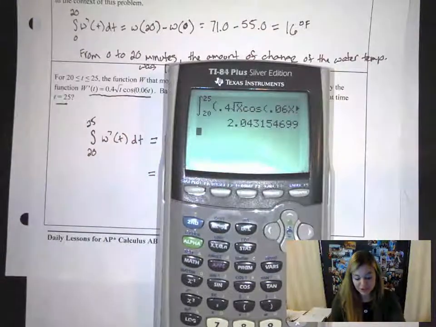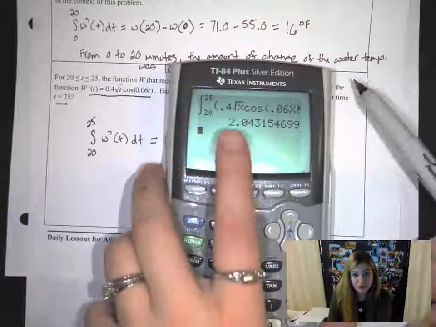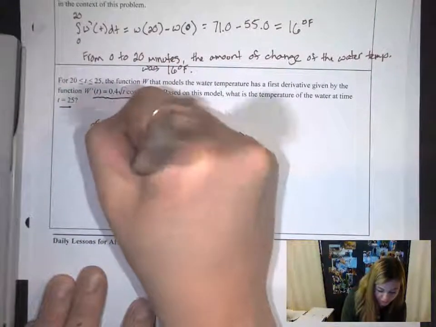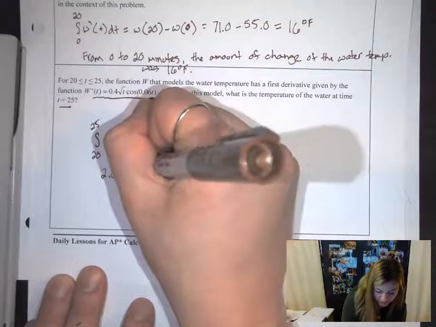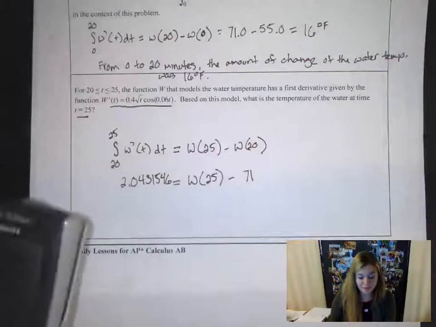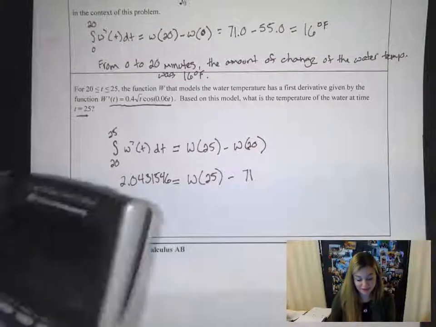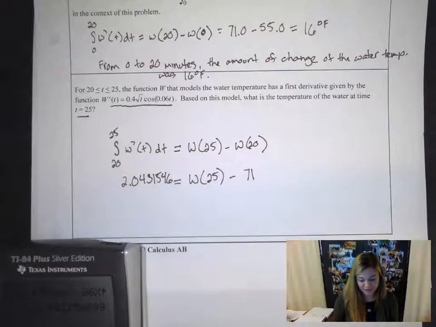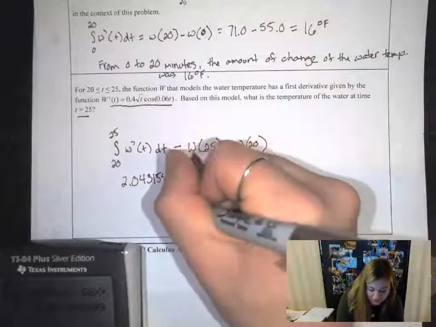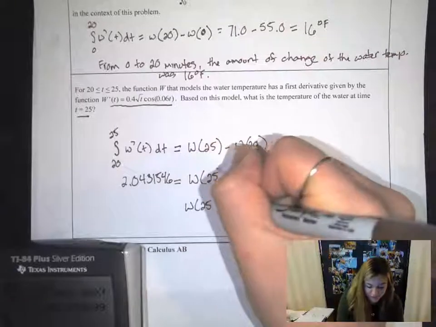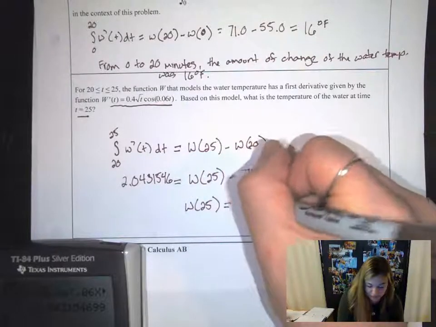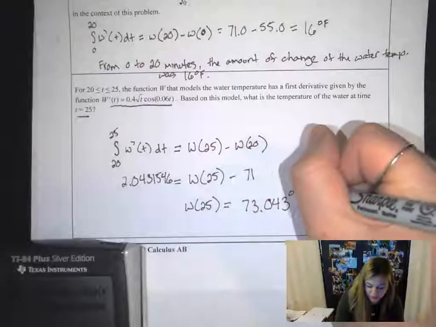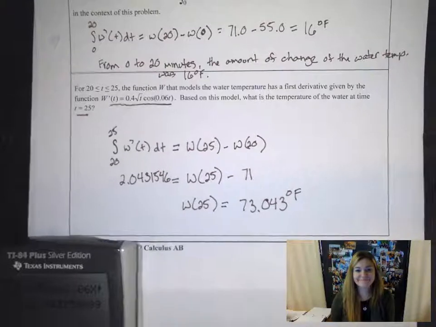This just gives me the change from 20 to 25 in the water temperature. So I'm going to write over here 2.043154.6, and I think that would be enough to make sure I have at least 3 places after the decimal. Oh, sorry, you don't round this to 3 places until your final answer. This one's not that big a deal because all I'm going to do is add 71 to this. W of 25 is going to be 73.043. Here I can take the 3 places after the decimal. Don't forget degrees Fahrenheit. Did it!